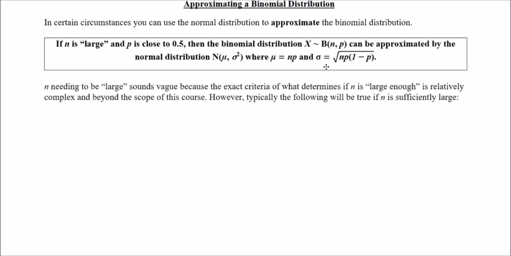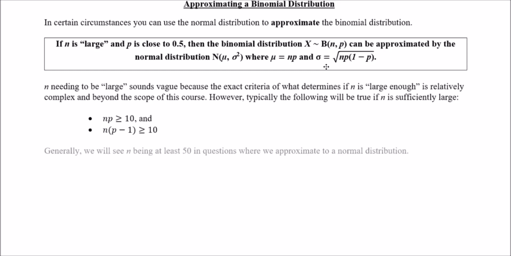So n needing to be large sounds vague because the exact criteria of what determines if n is large enough, as it were, is fairly complex and well beyond the scope of the A-level course. However, typically, the following will be true if n is sufficiently large. First of all, n times p, the mean, will typically be bigger than 10, and also n times (1 minus p) will also be greater than 10. But importantly, and in general, n will be at least 50, generally speaking. When n is at least 50 in questions, that tends to be when the normal approximation to a binomial comes up.